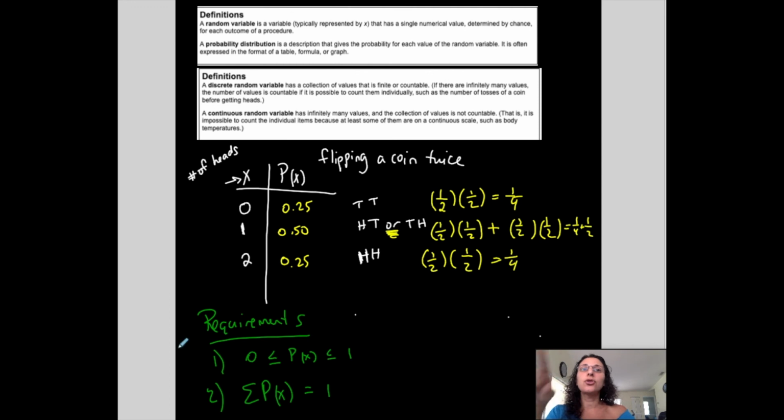So 2 requirements have to be met, right? The probabilities have to be between 0 and 1 inclusive. If they're 0, impossible events. If they're 1, well, then that's the only outcome. And the sum of the probabilities has to be equal to 1.